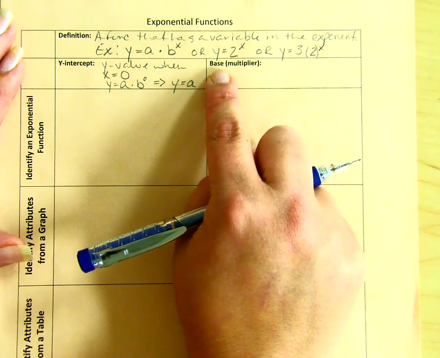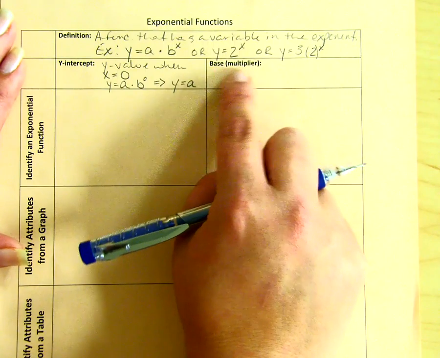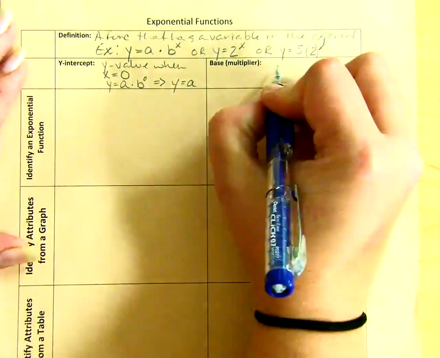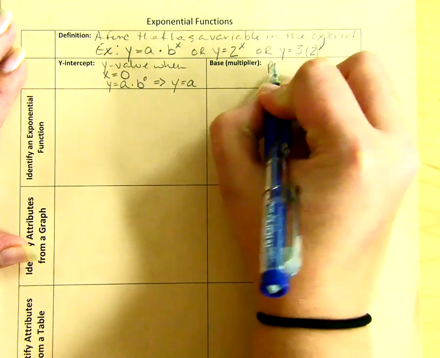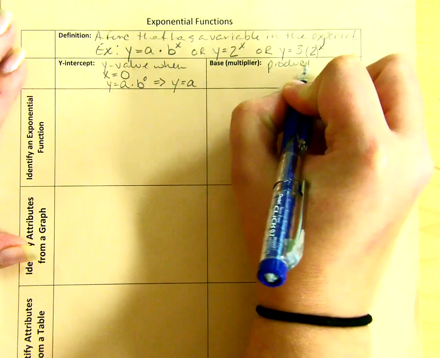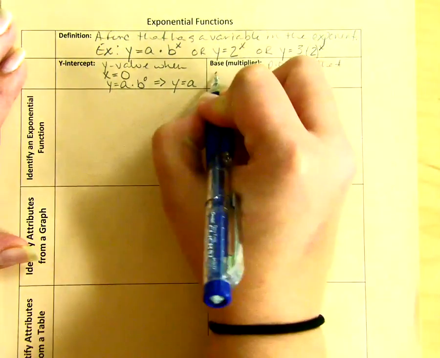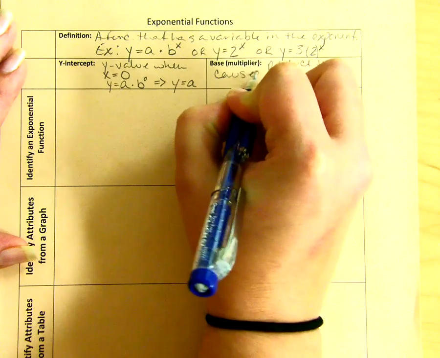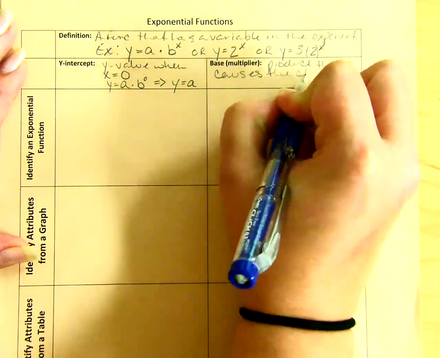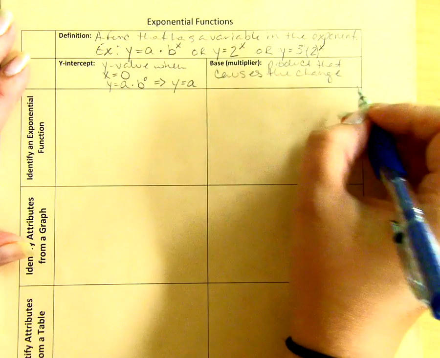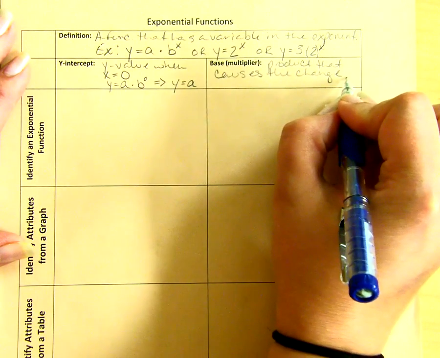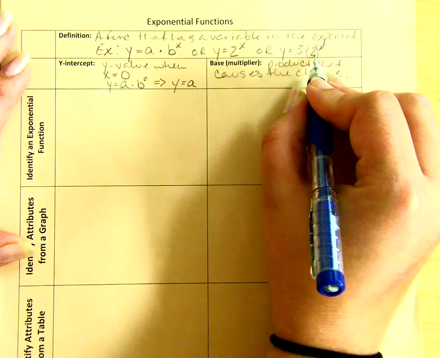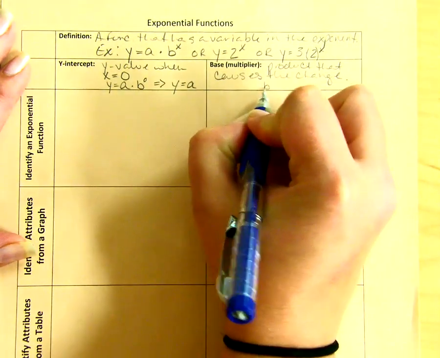Then the base of the function, or the multiplier, they mean the same thing. That's the number, the product that causes the change. And that would be not the exponent, but b, the number below the exponent. That would be your b value, base b.